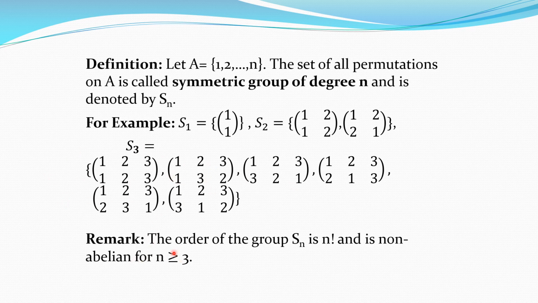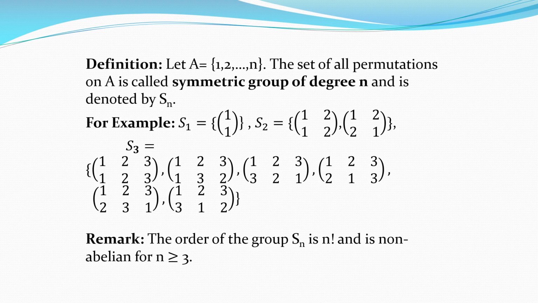Now, the important thing is the order of the group Sn. So, remember, the order of the group Sn is n factorial because it is nothing but the arrangement of n symbols in a line. So, in how many ways can we do that arrangement? It is in n factorial ways. So, the order of the group Sn is n factorial. See here, for S1 it is 1 factorial, which is 1. For S2, 2 factorial, which is 2 into 1, 2. For S3, it is 3 factorial, which is 3 into 2 into 1, 6. So, in general, the order of Sn is n factorial. And this group is non-abelian for n greater than or equal to 3 because composition of permutations is not commutative.